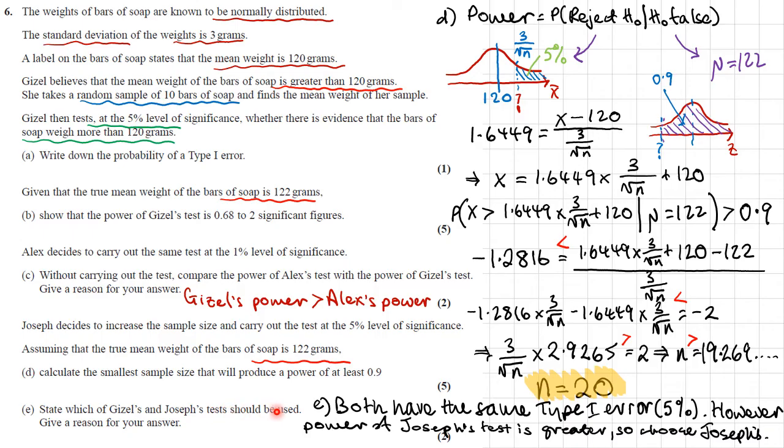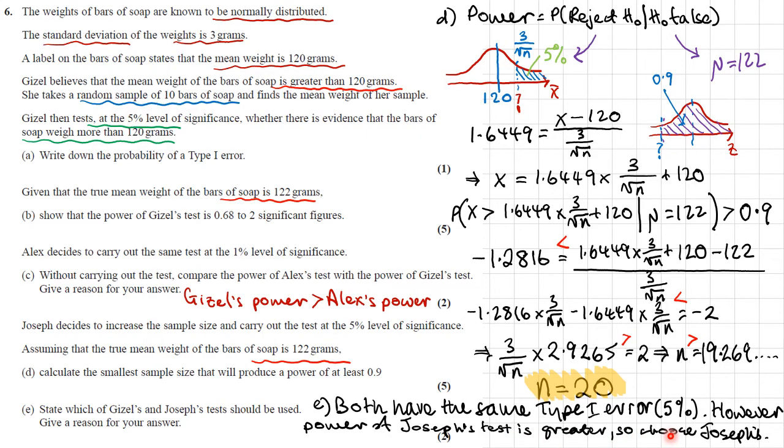We normally look at these things together. But the power of Joseph's test with a sample size of 20 produced a power of at least 0.9, so we know that's the power of his test, whereas we already showed in part B that the power of Gisel's test is 0.68. So we would choose Joseph's test because it has the greater power.